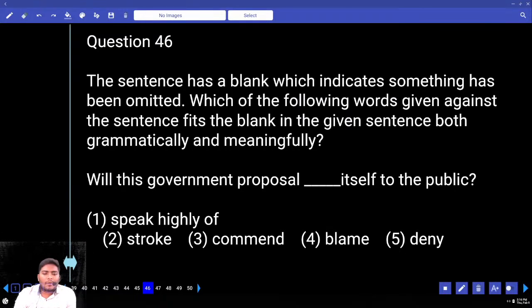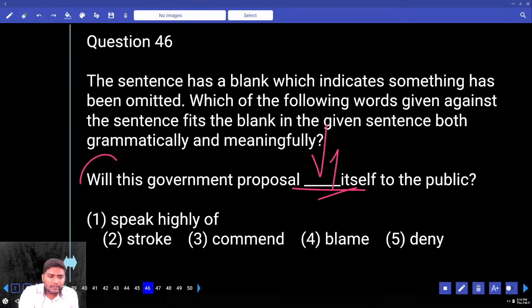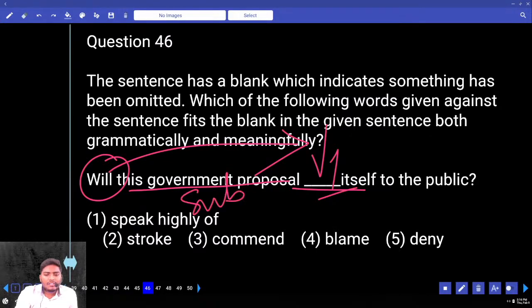Will this government proposal dash itself to the public? The government made some proposal. Now we don't know whether something is happening to the public because of its proposal. What do you need in this blank? Can you tell me? Why V1? Will is followed by V1. Will is a helping verb. Government proposal is nothing but the subject. The verb is missing. This is all the object.